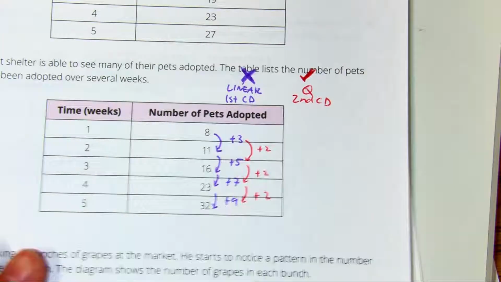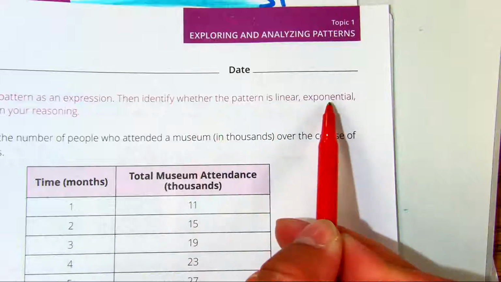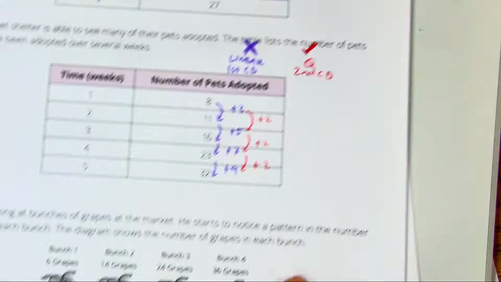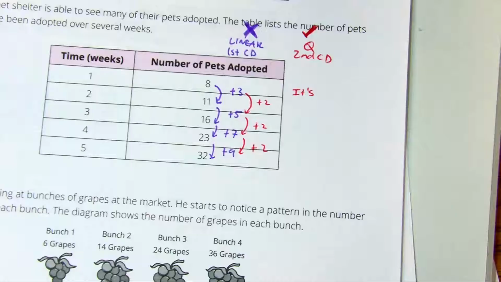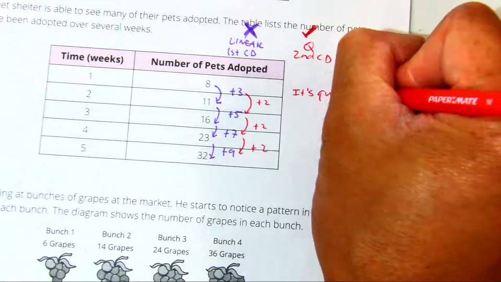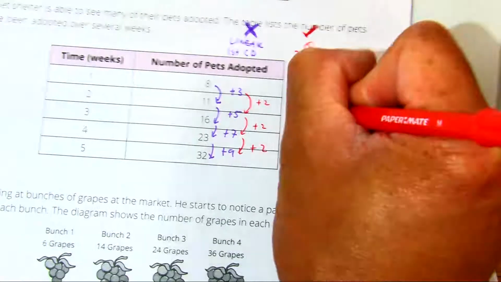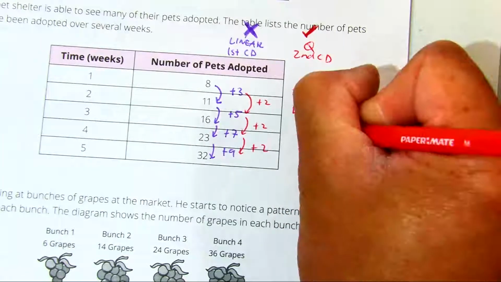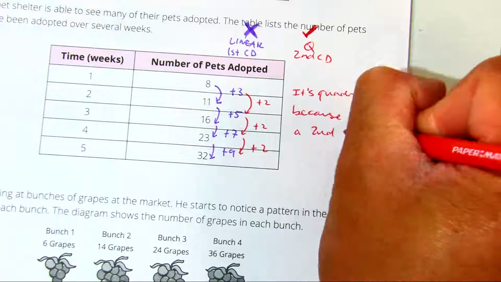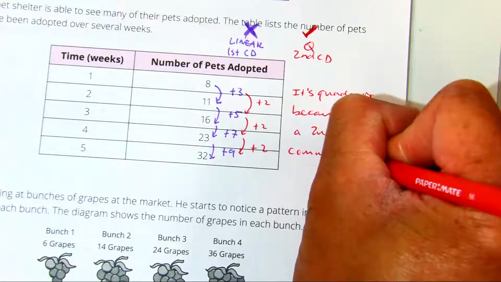It says identify whether the pattern is linear, exponential, or quadratic. The answer, it's quadratic, because of a second common difference.